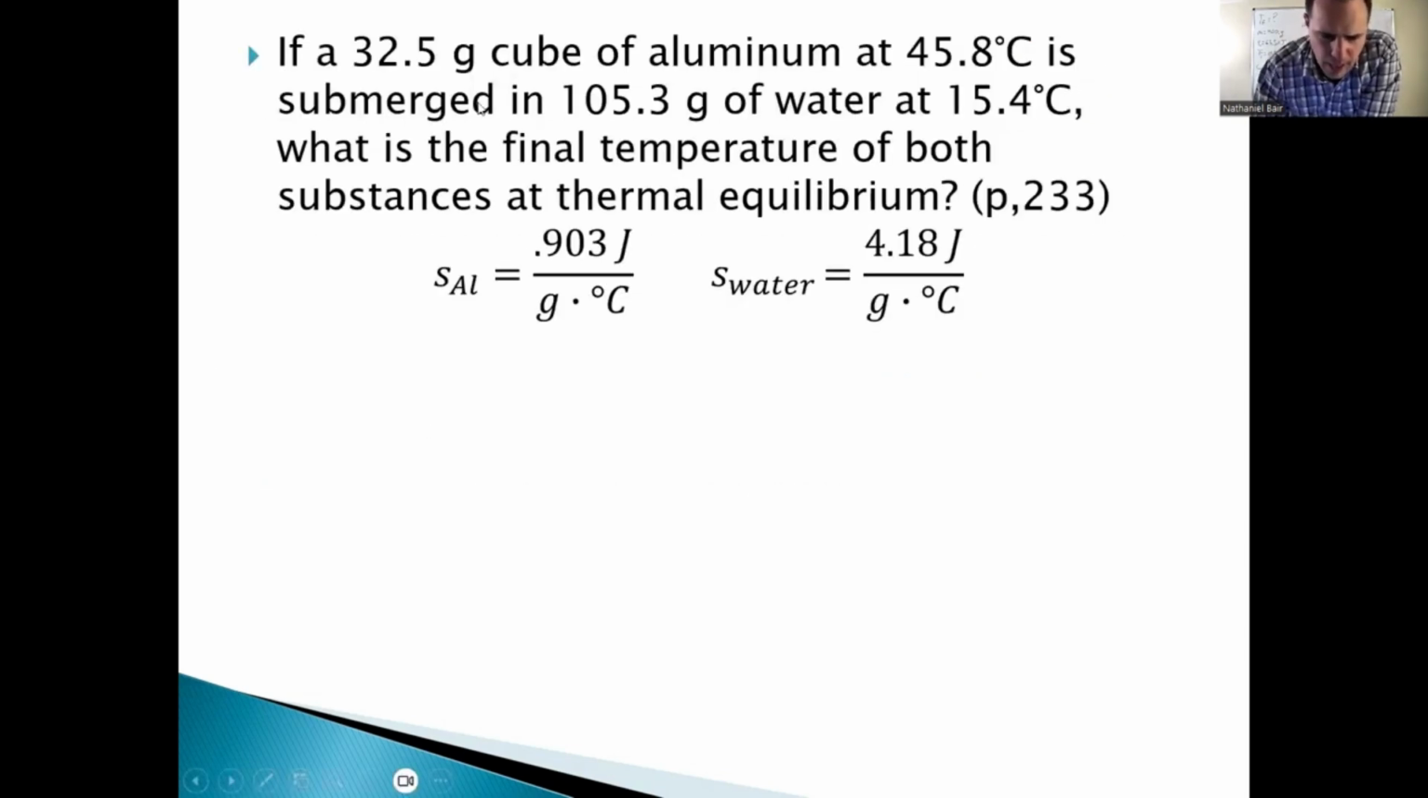So let's do this guy. A 32.5 gram cube of aluminum at 45.8 degrees Celsius is submerged in 105.3 grams of water at 15.4 degrees Celsius. So let's just stop there and think. We're taking a warm cube of aluminum, 45.8 degrees Celsius, and we're putting it in a colder cup of water, 15.4. The aluminum is going to cool down. The water is going to heat up. They're going to meet somewhere in between. And I want to know what that final temperature will be when they meet.